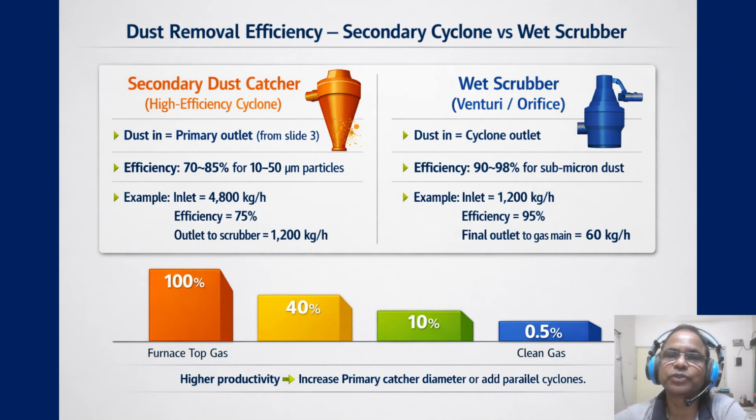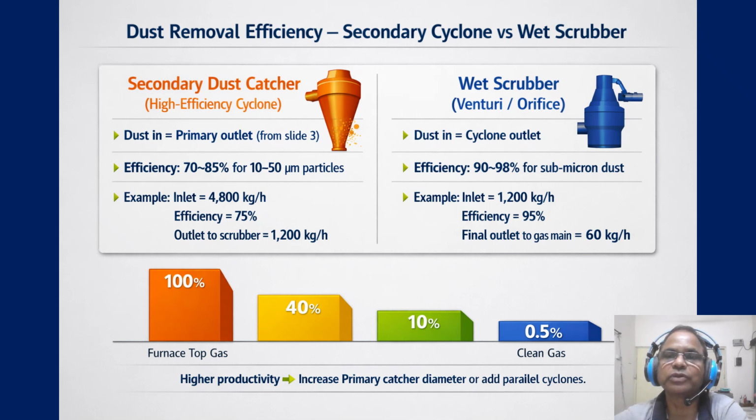For example, if 4800 kg per hour enters the cyclone and efficiency is 75%, then only 1200 kg per hour goes out to the wet scrubber, and this catches the finest dust, submicron particles. We can say efficiency is around 90 to 95%. In our example, 1200 kg per hour enters the scrubber at 95% efficiency. So final dust leaving to the clean gas main is only 60 kg per hour.